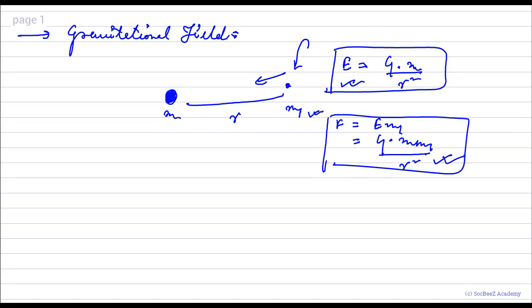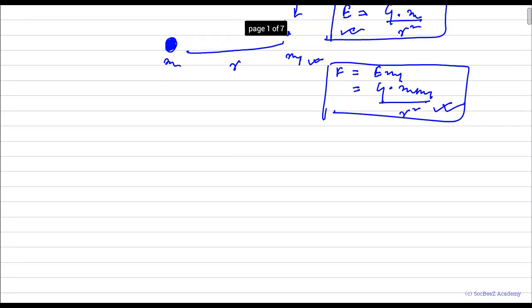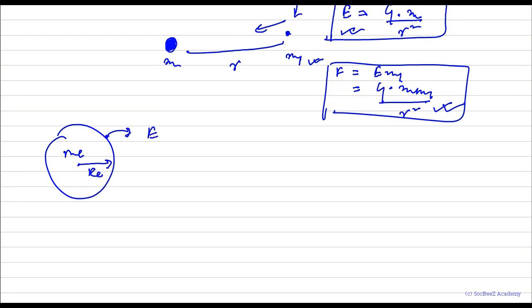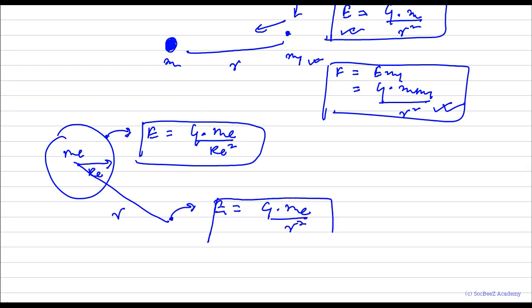So this was all about gravitational field. If I talk about the gravitational field on the surface of the earth, this is my earth of mass me and its radius is re. The gravitational field E at the surface of the earth is going to be written as G into me upon re square. And at a distance of r from the center of the earth, the gravitational field is going to be written as G into me upon r square.